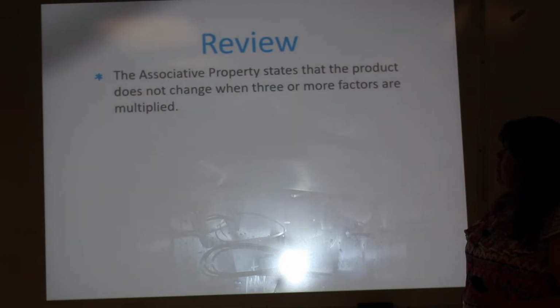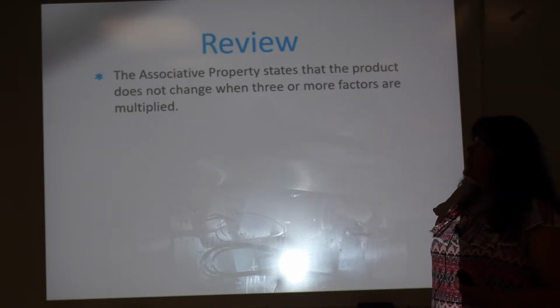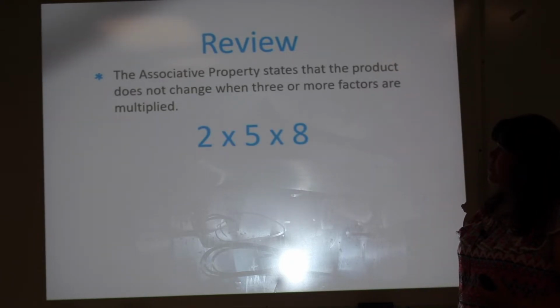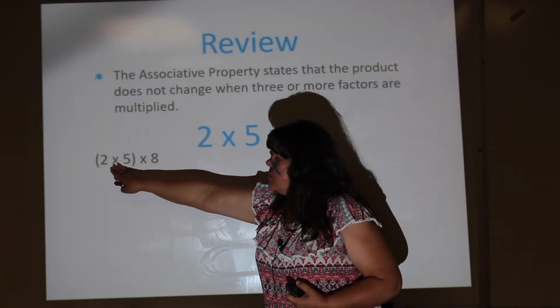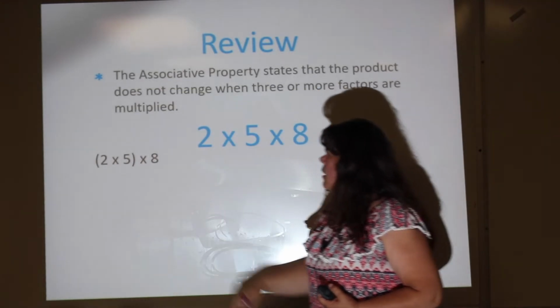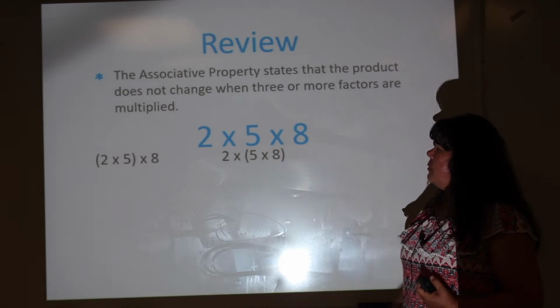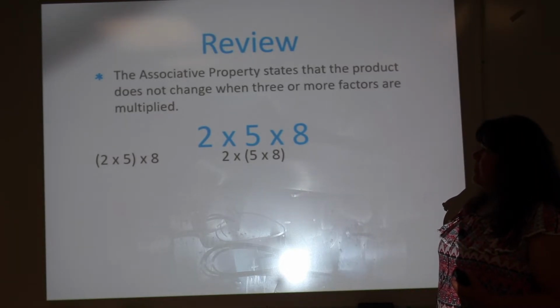And then our other one, the associative property, states that the product does not change when 3 or more factors are multiplied. So we have 2 times 5 times 8. I can multiply the first two numbers, 2 times 5 first, and then times 8. Or I could multiply the last two and get 5 times 8 first, and then times 2.